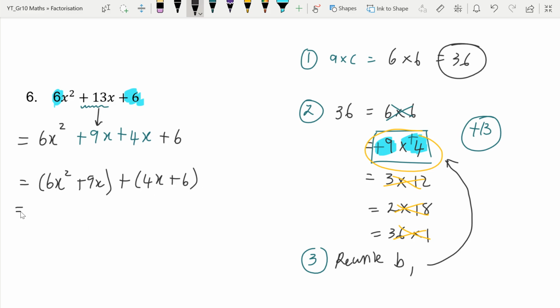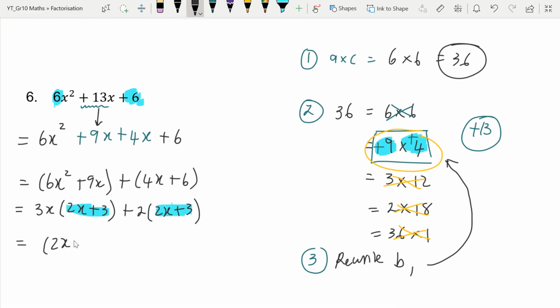Let's take out common factors. There we can take out a 3 and an x. Then we are left with 2x plus 3. Over there we can take out a 2, and then we're left with 2x plus 3. And there are our common brackets.